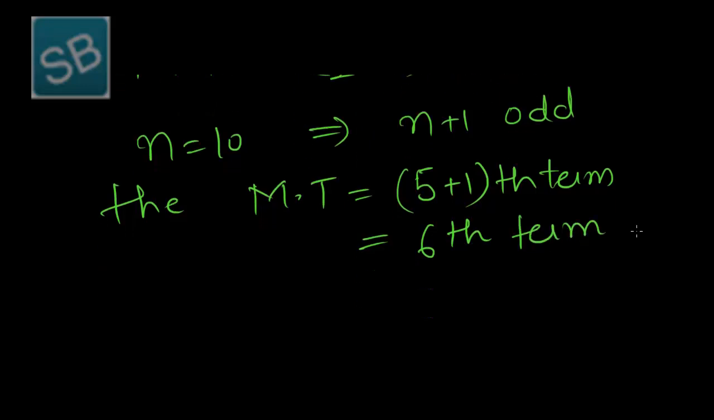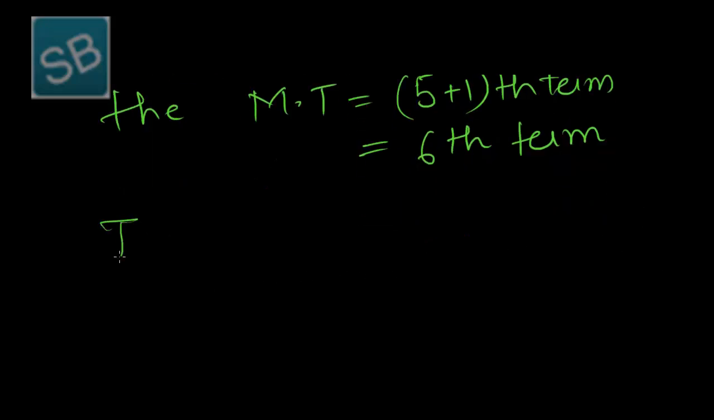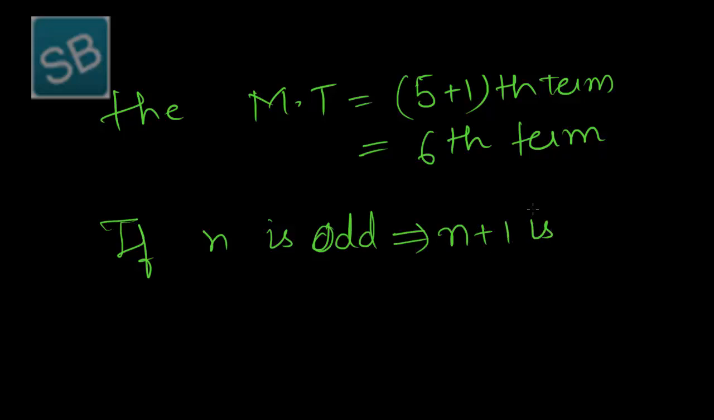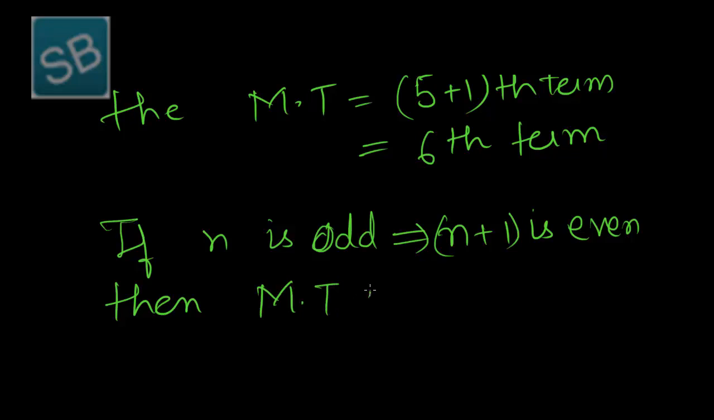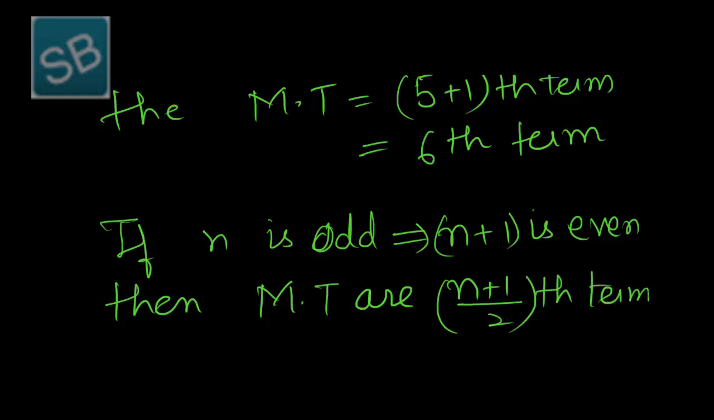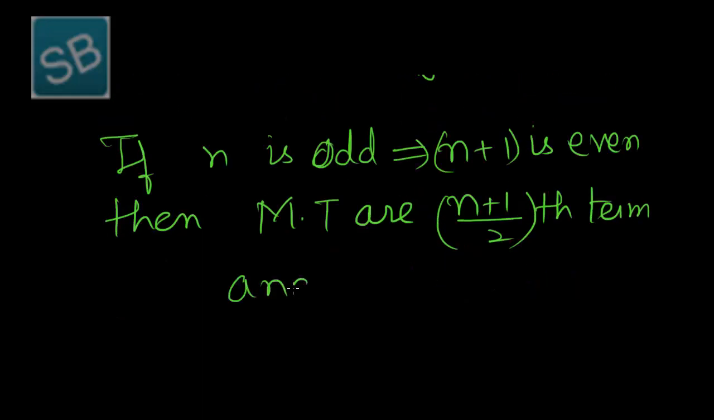And what about if n is odd? That means n + 1 is even. That is, there exist two middle terms. Then the middle terms are the ((n+1)/2)th term and the ((n+3)/2)th term.